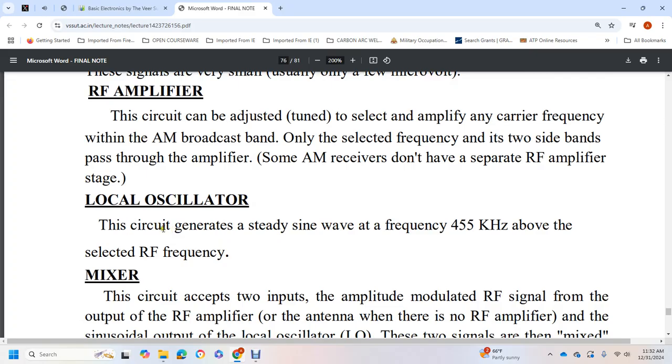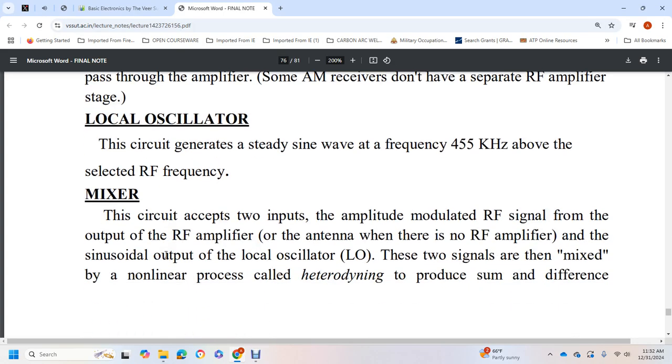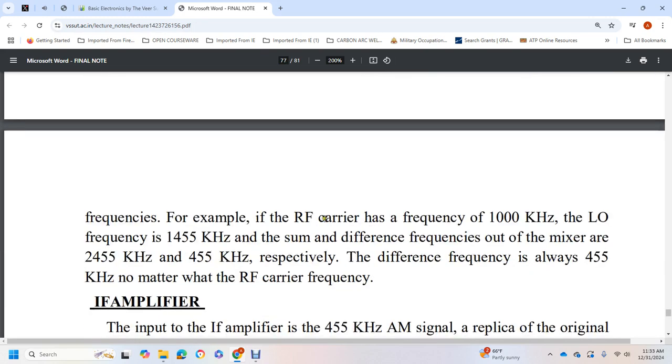The local oscillator circuit generates a steady sine wave frequency of 455 kilohertz above the selected radio frequency. The mixer circuit accepts two inputs: the amplitude modulated radio frequency signal from the radio frequency amplifier and the sinusoidal output of the local oscillator. The two signals are then mixed in a nonlinear process called heterodyning to produce a sum and a difference frequency.